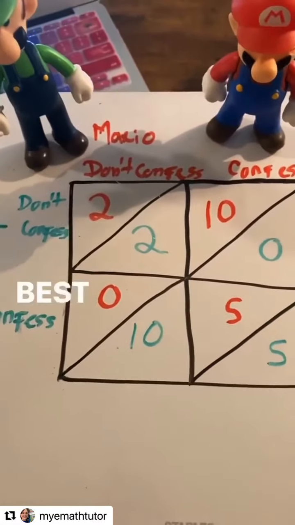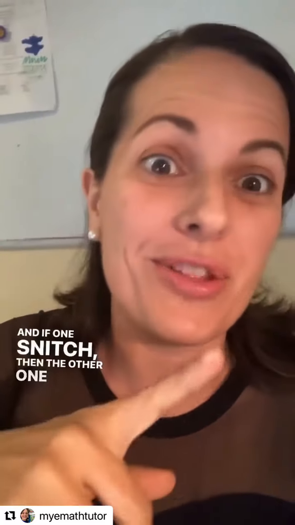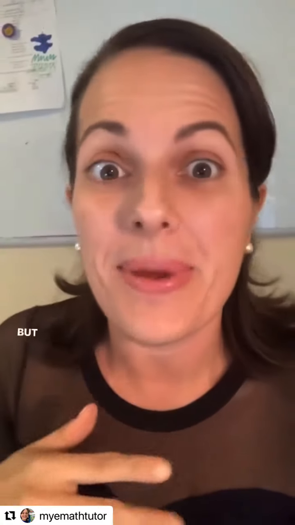What is the best decision they can both make? Remember, they don't talk to each other, so this is a problem because who's going to be the snitch? And if one is snitch, then the other one goes to jail for 10 years. But if they both don't confess, they only get 2 years. But if they both confess, they only get 5 years each. So what's the best solution?